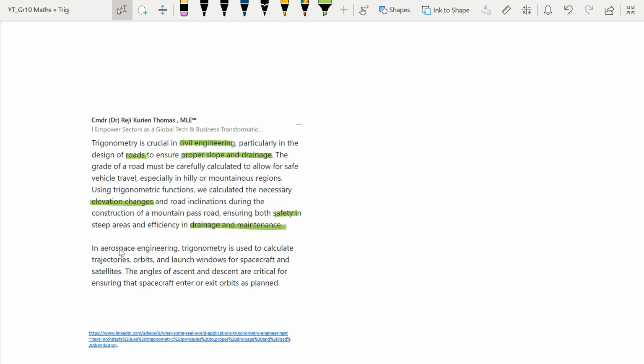We saw that. And then there's also aerospace. Trig is used to calculate trajectories, orbits, and launch windows for spacecraft. Cool. Launch windows for spacecraft and satellites. Very cool.